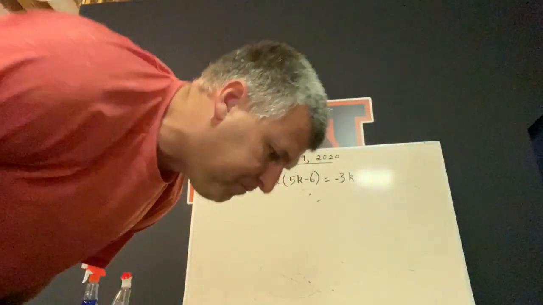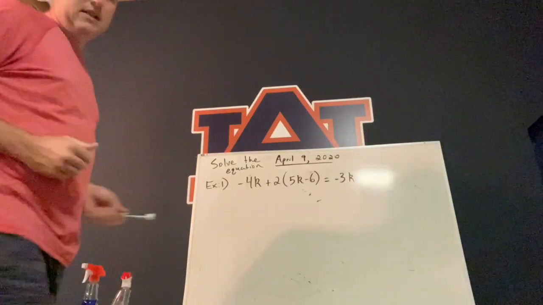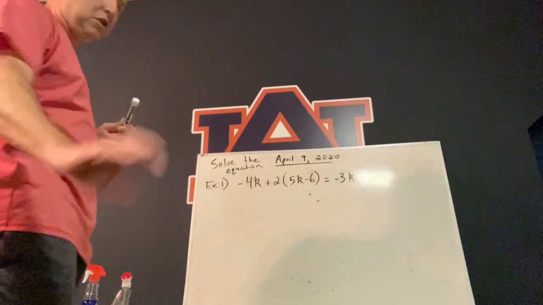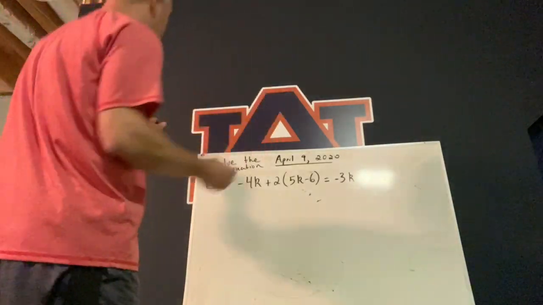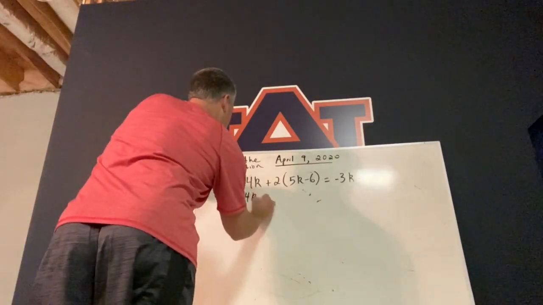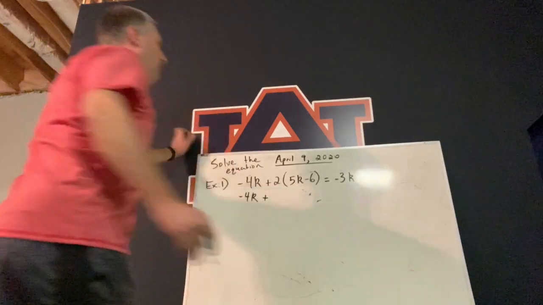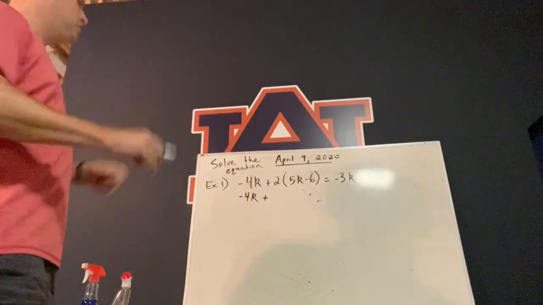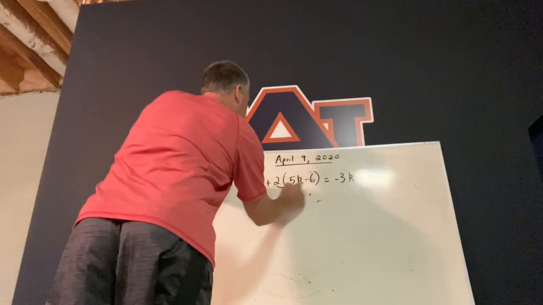Solve the equation. Again, the process is the same. You guys are good at this. You know how to do it. So what we're going to do is just first write down the negative 4k plus. Now, I've got to distribute through the 2. So I distribute through the 2.